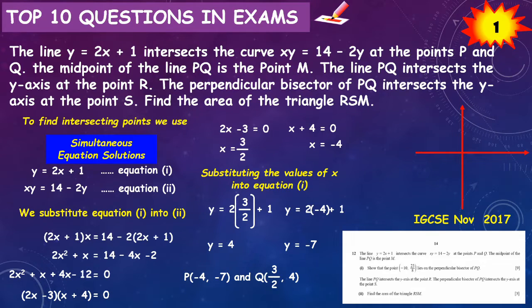Now that we know points P and Q, we can start sketching. M is the midpoint of PQ, R is the y-intercept of PQ, and S is the y-intercept of the perpendicular line of PQ. The area shaded in purple is triangle RSM.